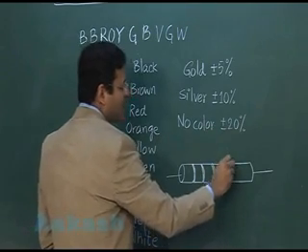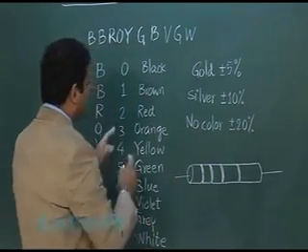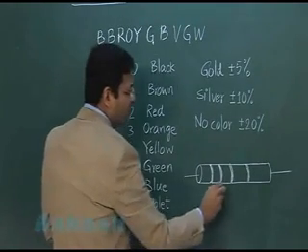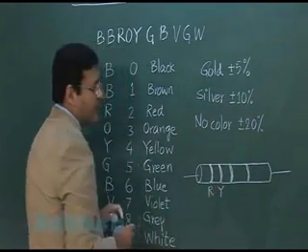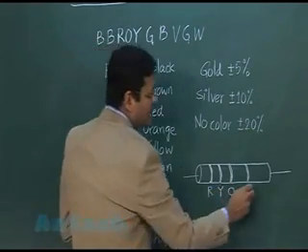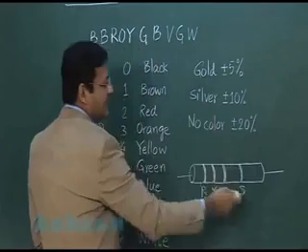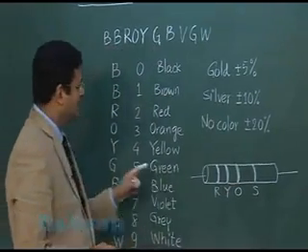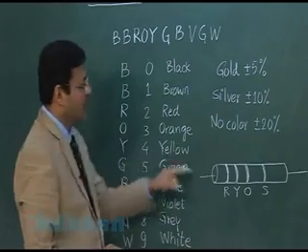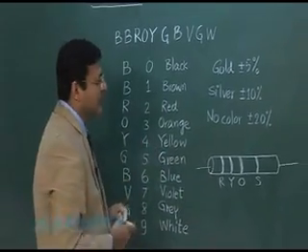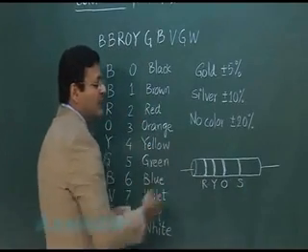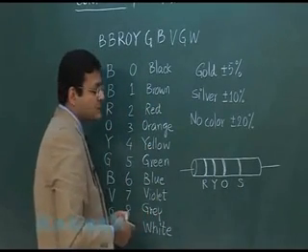Assume a situation in which the first color is red, second color is yellow, third color is orange, and the fourth color which you have is silver. First strip is red, second is yellow, third is orange, and fourth strip is silver. Now, what is the value of this resistance?